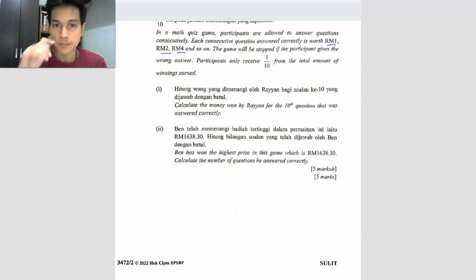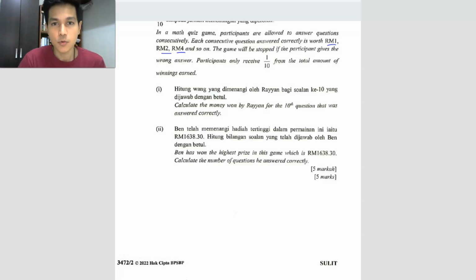So from here, you should already know what progression this is, right? This is a geometric progression because 1, 2, 4, you are multiplying by 2. The common ratio is times 2, times 2, times 2. So this is a geometric progression. The game will be stopped if the participant gives a wrong answer. So it's going to be multiplying by 2 continuously until the person gets the wrong answer.